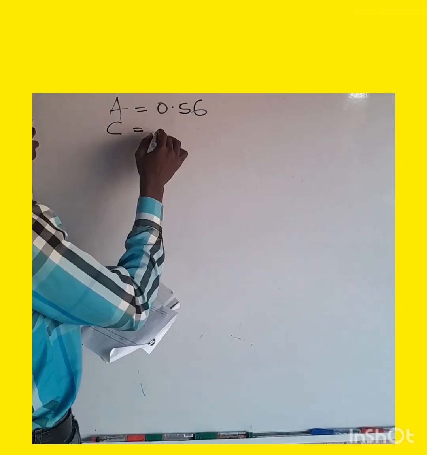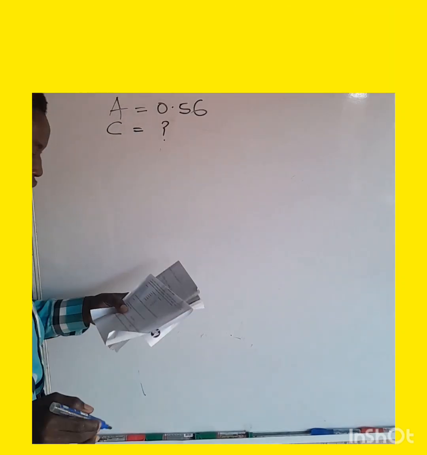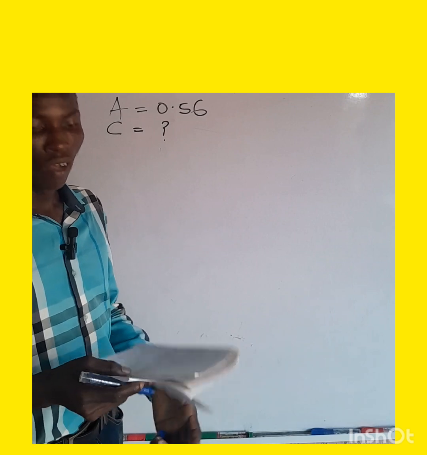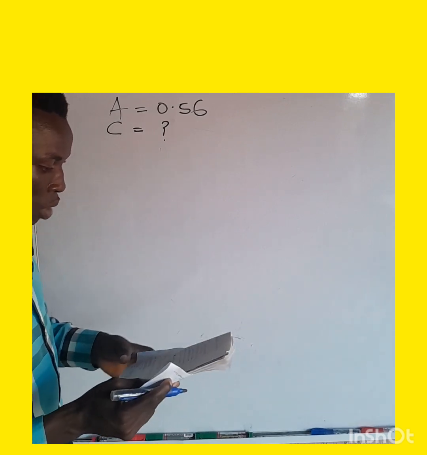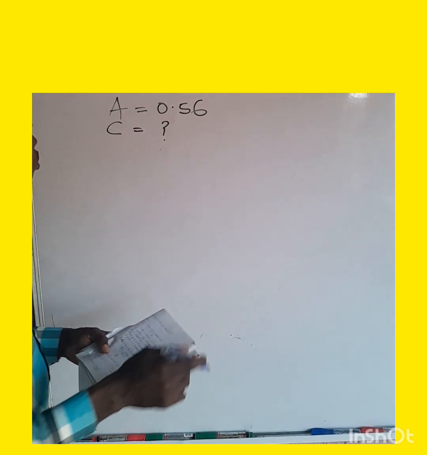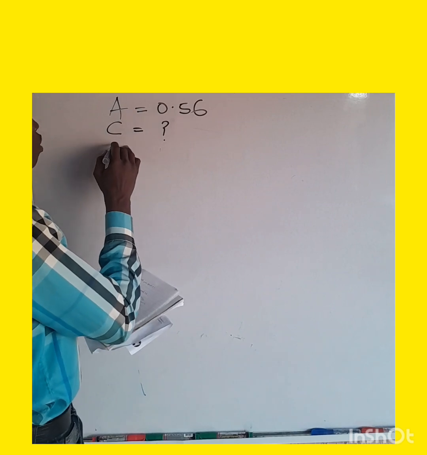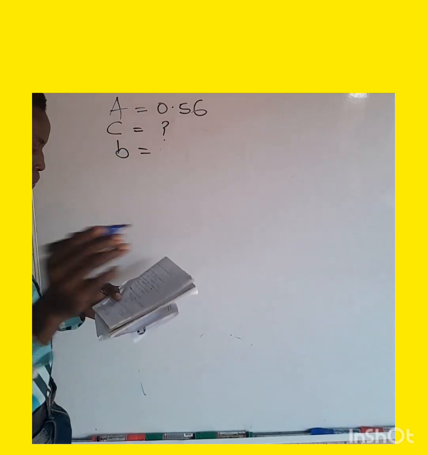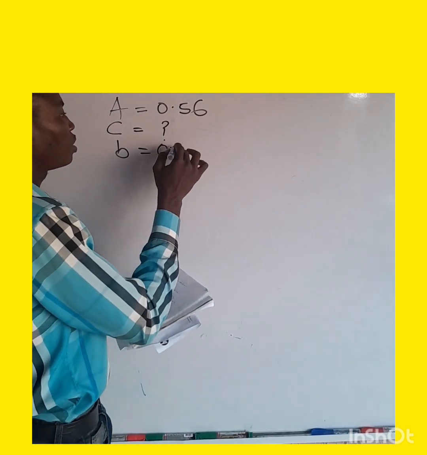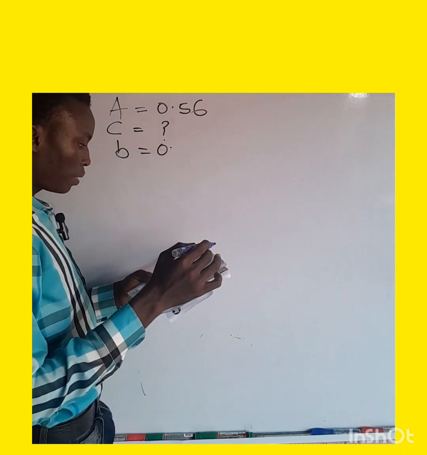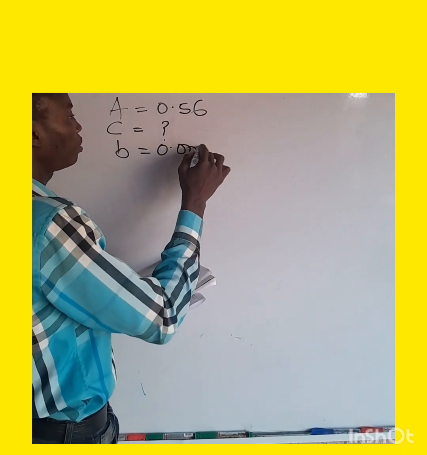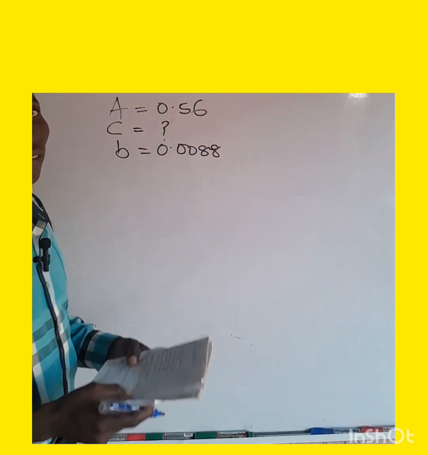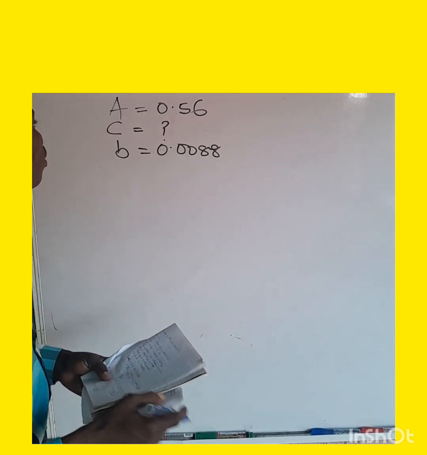Now we are not done yet. Why? Because if you check, the concentration is not known according to the nature of the question. Then what else were you given in this place again? You have calculated the value of your B, and the value of the B that we obtained the other time is 0.0088. That is the value we obtained for it the other time.